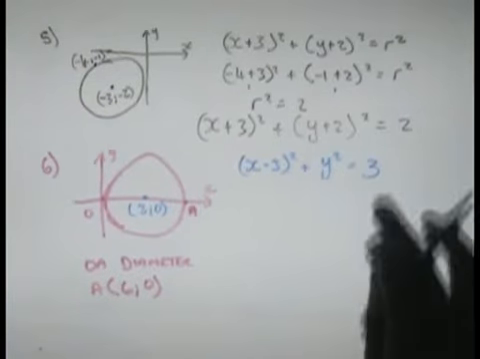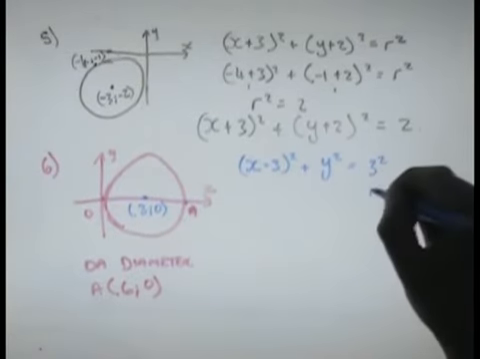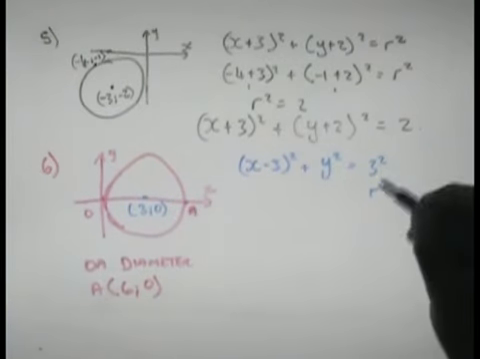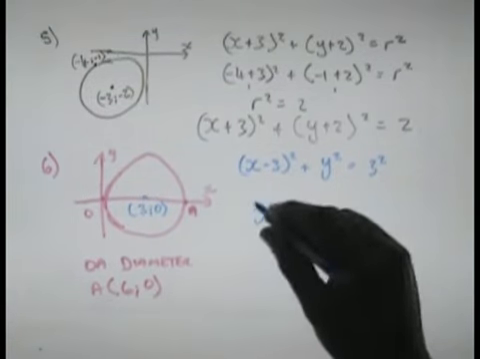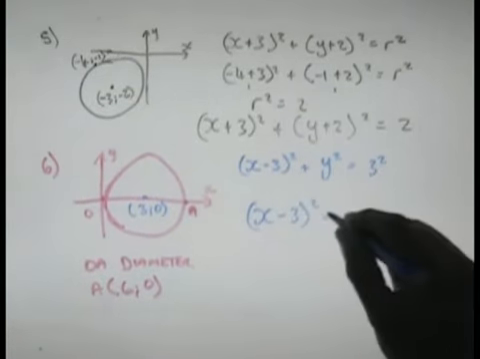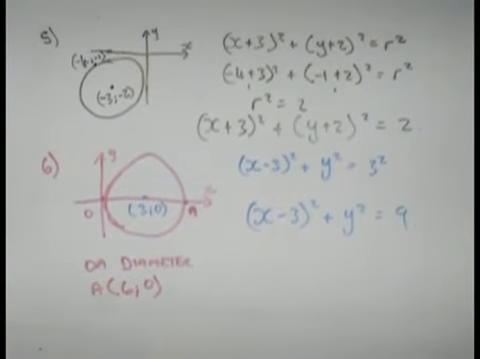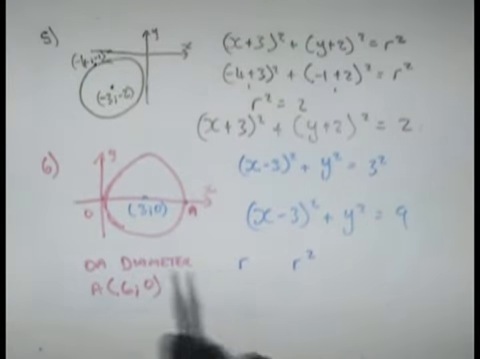Sorry, not 3, it will be 3 squared, r squared. Our radius is 3. That means that r squared is equal to 3 squared. That means that our equation reads (x minus 3) squared plus y squared is equal to 9. Watch out for that. There's a big difference between r and r squared.